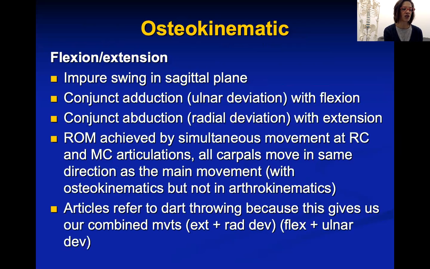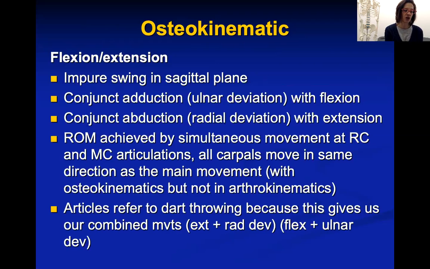Osteokinematics, the flexion and extension is an impure swing in a sagittal plane, and there's a conjunct adduction or ulnar deviation with flexion. And then with extension, there was more of a radial deviation. The range of motion achieved by simultaneous movement of the radiocarpal and the midcarpal articulations, all the carpals move in the same direction as the main movement. That's considered with osteokinematics. Don't forget the joint surfaces are different, so arthrokinematics, it may be in opposite directions, but the overall bones in osteokinematics will move in the same direction altogether.